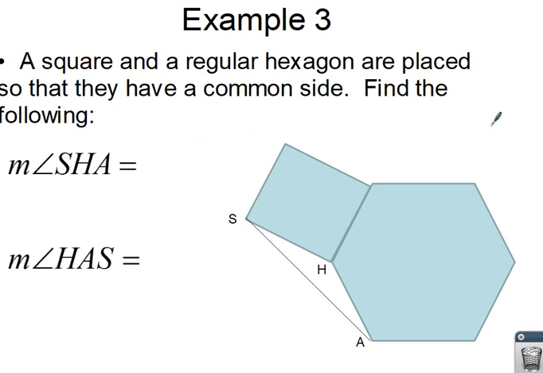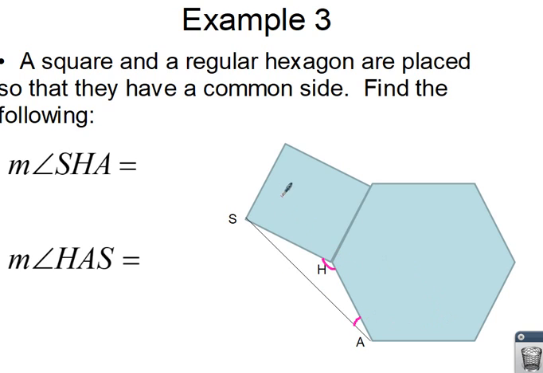Alright, so a little challenge problem for today. A square and a regular hexagon are placed so that they have a common side. Find the following. I want the measure of angle SHA and the measure of angle HAS. So I want the measure of this angle and the measure of this angle.